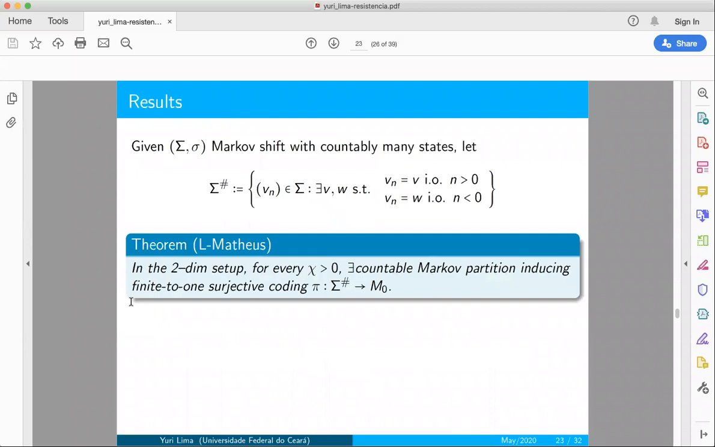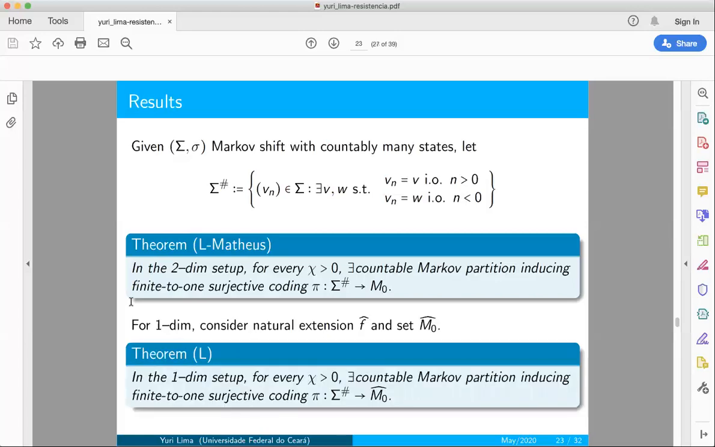The result for one dimension is slightly more complicated, because since we are in one dimension, we have non-invertible things. So first of all, we have to consider the natural extension of this dynamics. And in the natural extension, we are able to get basically the same result as in my result with Mateus. So considering the natural extension, for each chi bigger than 0 we are able to code a big set, which I call M0 hat, by a countable Markov partition, which induces a finite one and surjective coding.